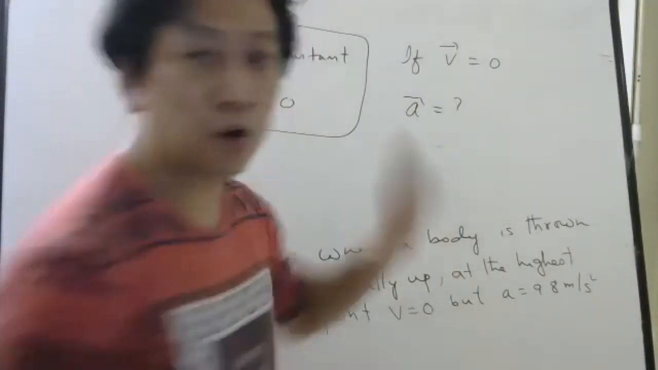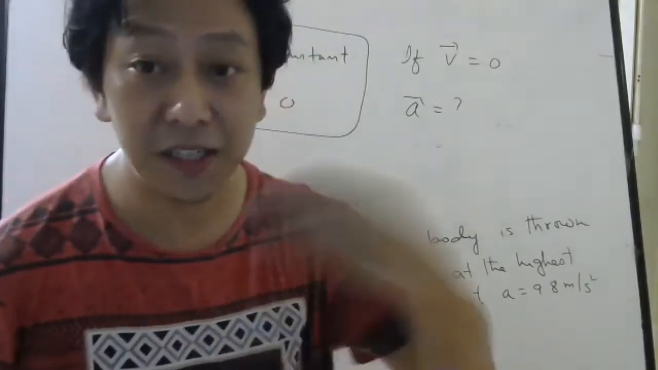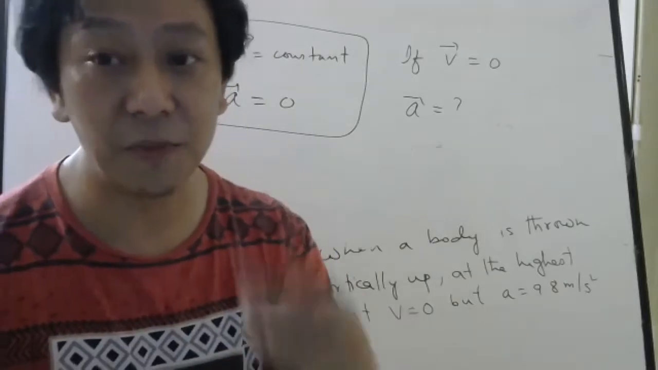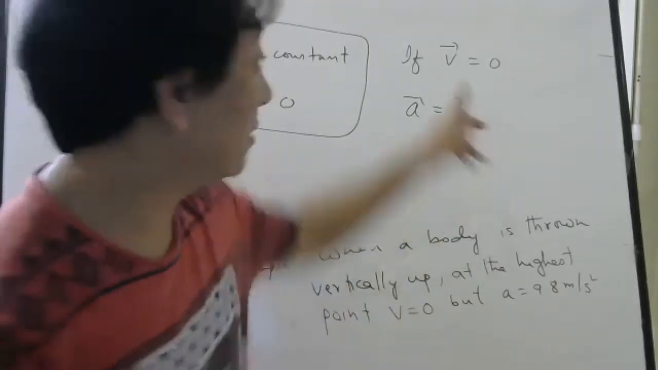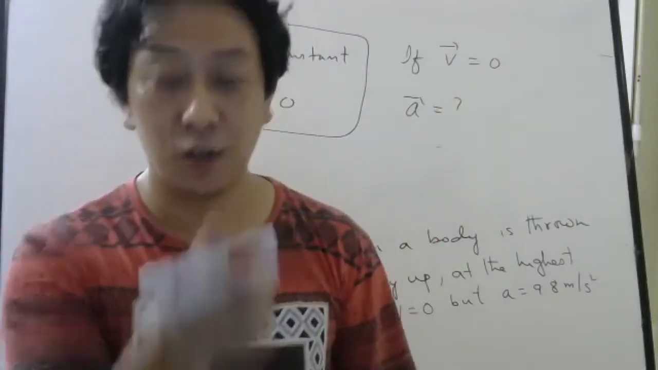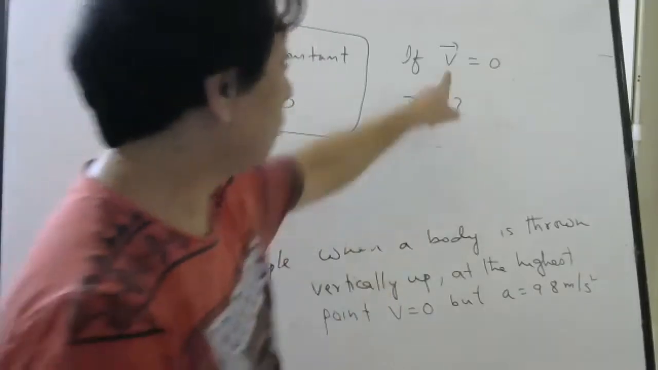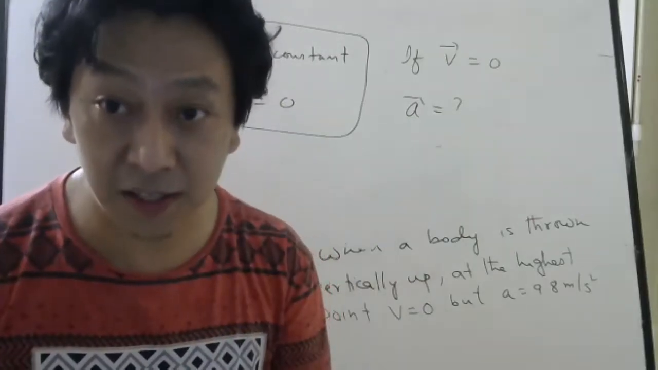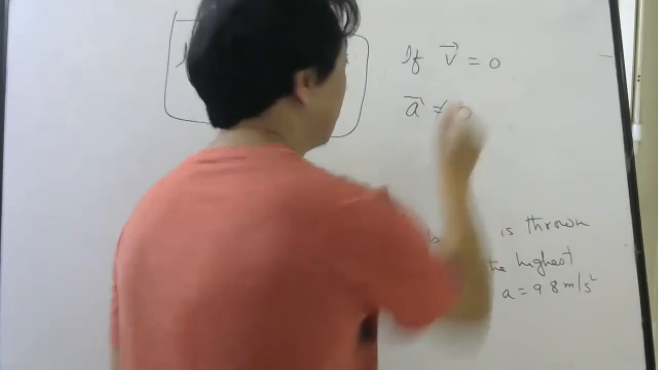Now, if velocity is 0, what will be acceleration? This is a wrong question. To find acceleration, you need change in velocity. So you have to give me two velocities. But if you are saying this is velocity at a particular time, like when you throw a chalk, at the highest point, velocity is 0. So if you say velocity is 0 at the highest point, does it mean acceleration is 0? Answer is no. It is not 0.